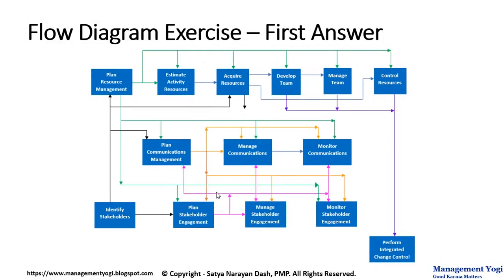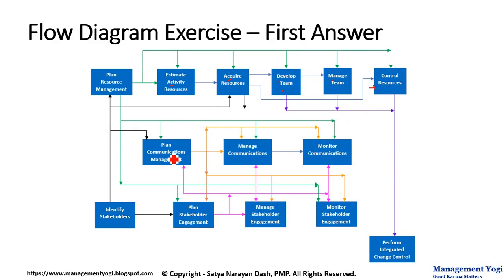So this is our answer. We have plan resource management, output of which is feeding into estimate activity resources, which in turn is going into acquire resources process. Output of acquire resources is going into develop team, output of which is feeding into manage team process. Output of acquire resources is also going into control resources process.